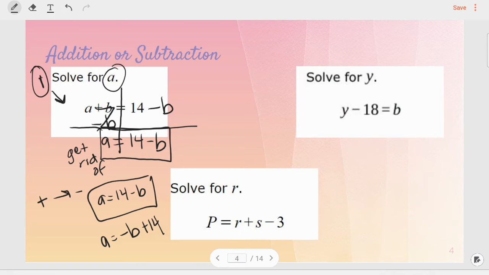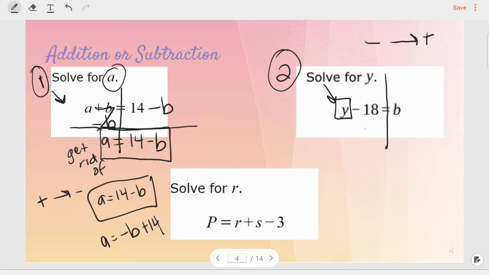All right, let's go ahead and try this next one. So let's try example number 2. Solve for y. I'm going to identify where my y is. I'm going to put a box around it. I'm going to draw my line of balance. And I'm going to ask myself, what do I want to get rid of? Well, this side of the equation says y minus 18. So how do you undo that operation? I undo subtraction with addition.